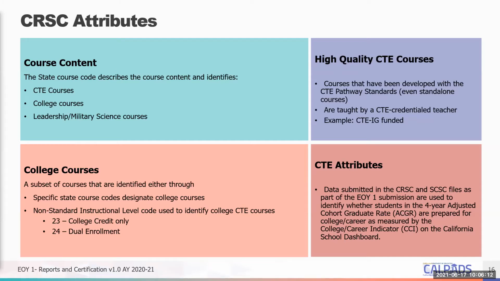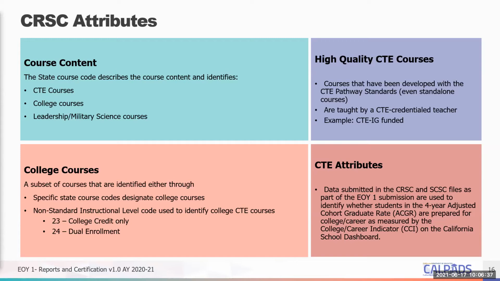is the course content, okay? And so that content is described and determined from the CalPADS code set. Specific state course codes are mapped to specific content or content areas. So your CTE courses are in the range of 7,000 to 899. Any CTE course has to be given that state course code.